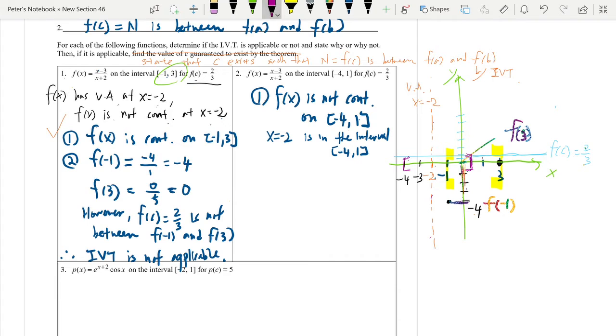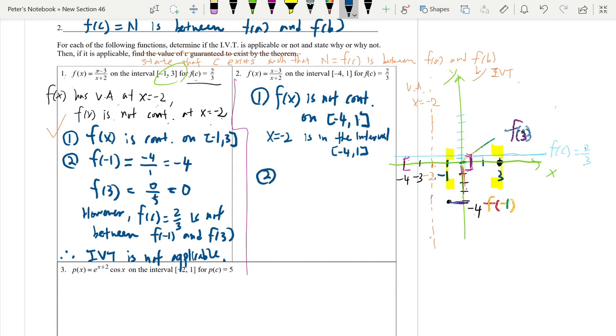But I want to go a little extra here because this is a really interesting case where actually the second condition is satisfied, but the first one failed. That's why IVT is not applicable. So let's look at the second case, even though we know IVT is not applicable for this one. Seems like extra work, but you get to have a little bit more understanding of it.